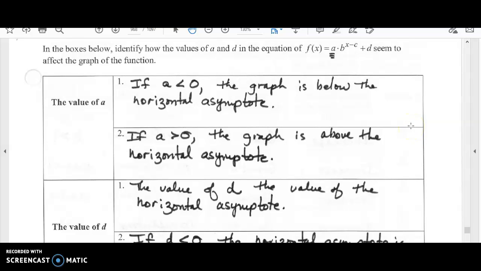So these are rules that we are going to establish, and we're going to get a lot of practice with it. So it might take some time, but I hope you get this. You may remember from earlier in the year, maybe even Algebra 2, that if your A value was negative, that flipped over the x-axis and made the graph be below the horizontal asymptote. So if that A value is positive, there's no reflecting over the x-axis, so it's above the horizontal asymptote.